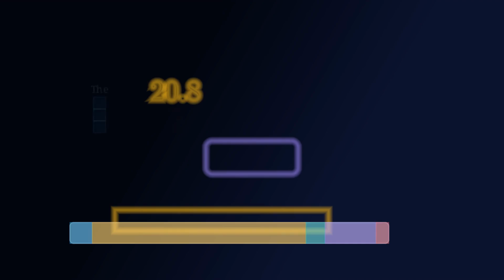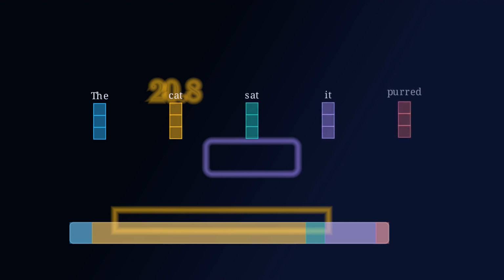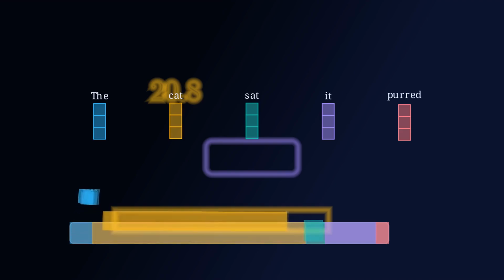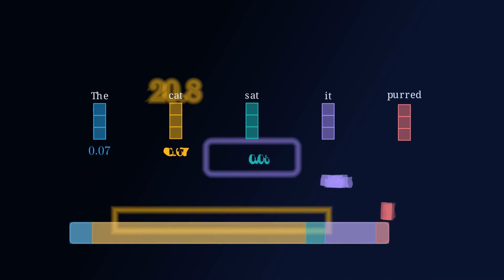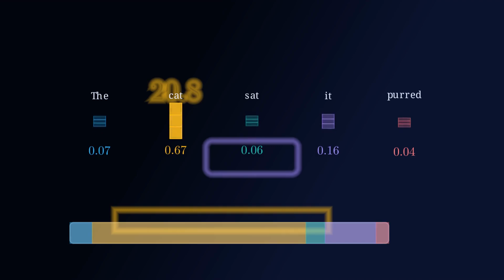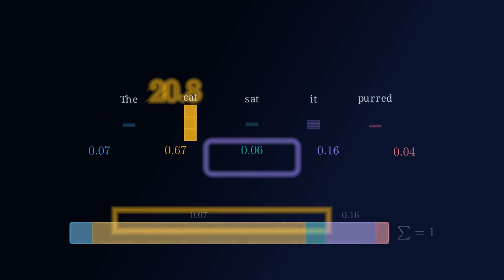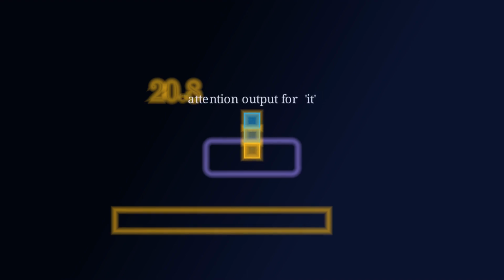Remember the third role, the value vector. Every word carried a value, the content it offers up. We are going to blend those values together, but not equally. Each word's value gets multiplied by its attention weight from the bar. The word we attend to strongly contributes most of its value. The words we barely attend to contribute almost nothing. We add all these scaled values together into one new vector. That sum is the output of attention for the word it.